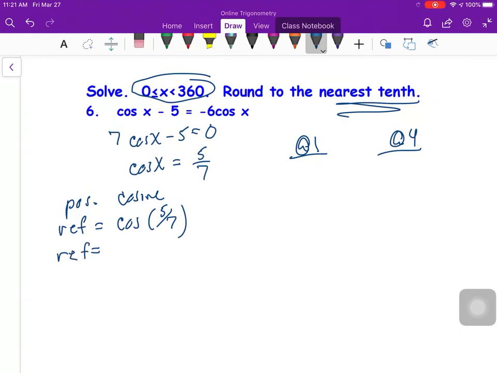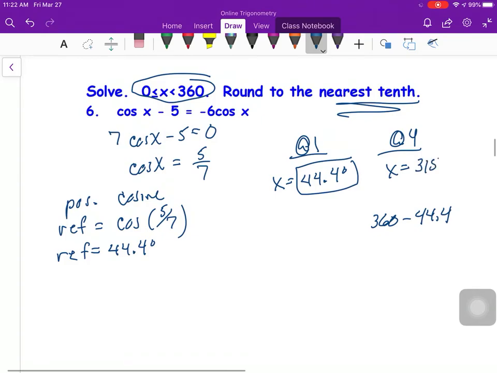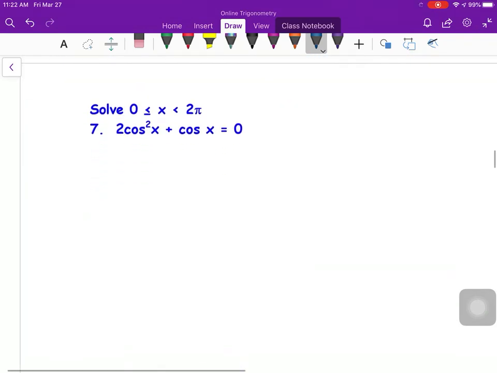Rounding to the nearest tenth, I get 44.4. Quadrant 1 is the reference angle, so x equals 44.4 degrees. Quadrant 4, I would have to take 360 and subtract 44.4. And I get 315.6. Not much different than the previous problem. Still degrees, still rounding to the nearest tenth, and only one rotation.